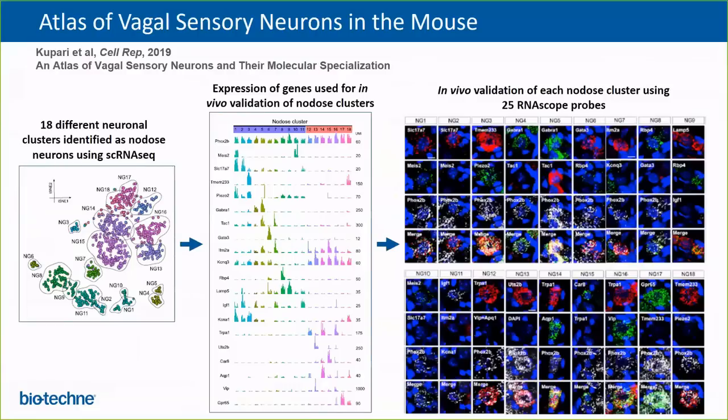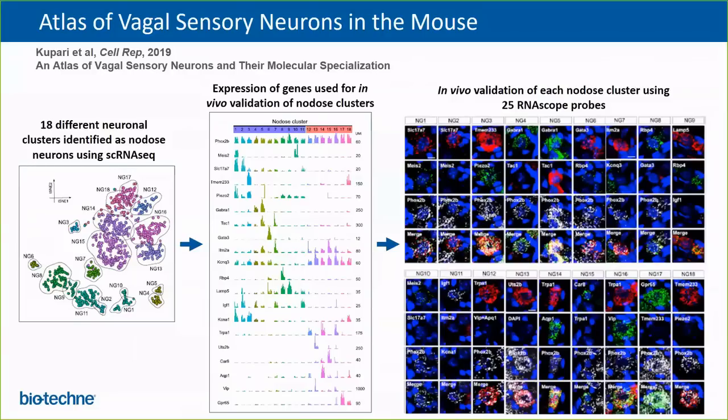And just a few weeks ago, this publication came out in Cell Reports that created an atlas of vagal sensory neurons in the mouse. Vagal sensory neurons are necessary for the control of organ functions such as cardiopulmonary and gastrointestinal systems, but knowledge on the complexity of neuron types involved is missing.